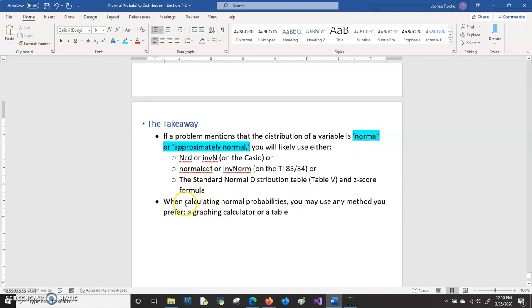The other takeaway is that when you're calculating these probabilities, you can use whichever method you prefer, whether it's using a calculator or using one of the tables.